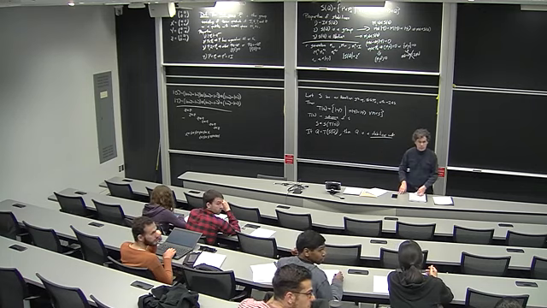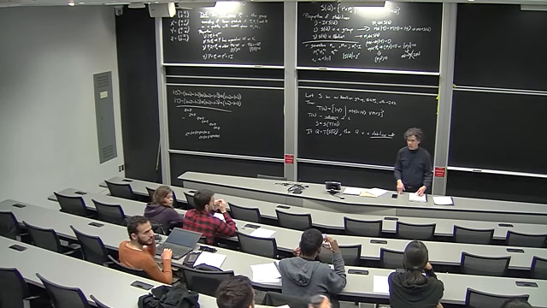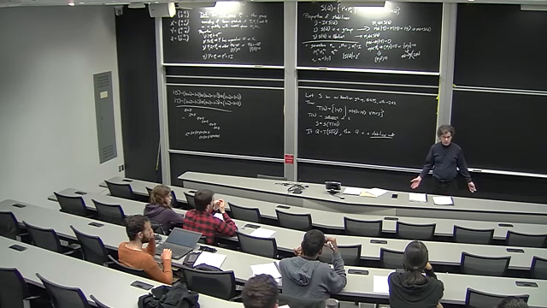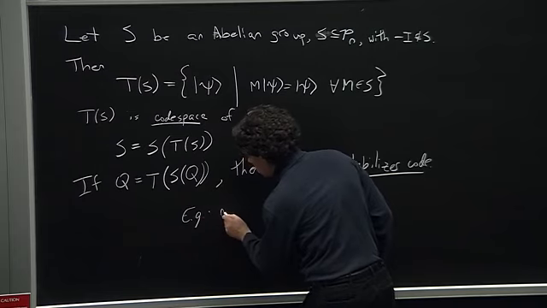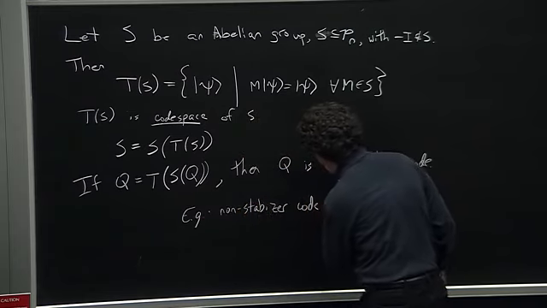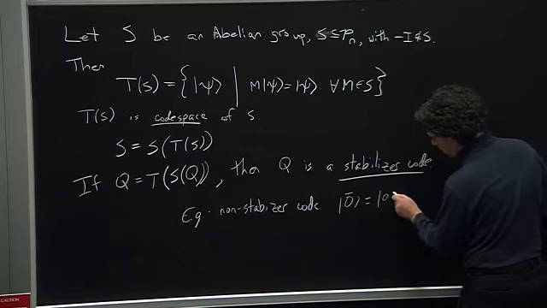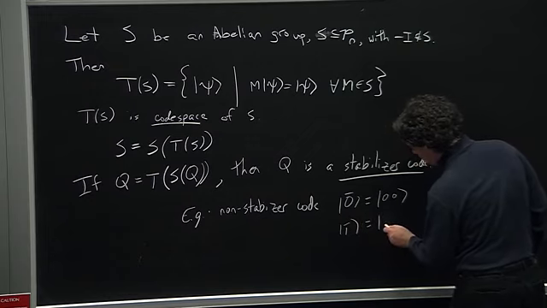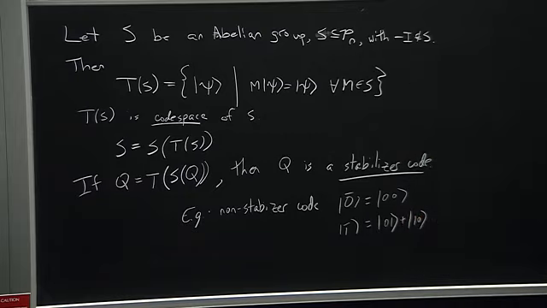Yeah. Just a quick question. I was having difficulty trying to find a non-stabilizer code. Do you have a really quick example of a non-stabilizer code? Sure. I mean, if you don't care about how good it is at correcting errors, then we'll have the logical 0 be 0, 0, and the logical 1 be 0, 1 plus 1, 0. That's a non-stabilizer code.